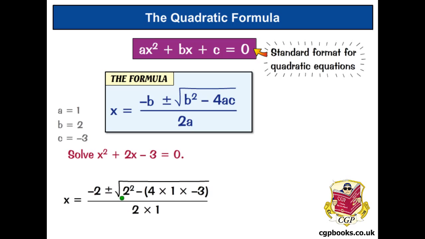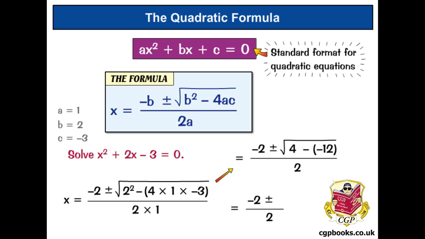Okay, now what does this square root sign give us? There's 2 squared, which is 4, and then inside this bracket we've got 4 times 1, which is 4, times minus 3, so that's minus 12. So we've got minus 12. So we need to be really careful with those minus signs. And that's all over 2 times 1, which is 2.